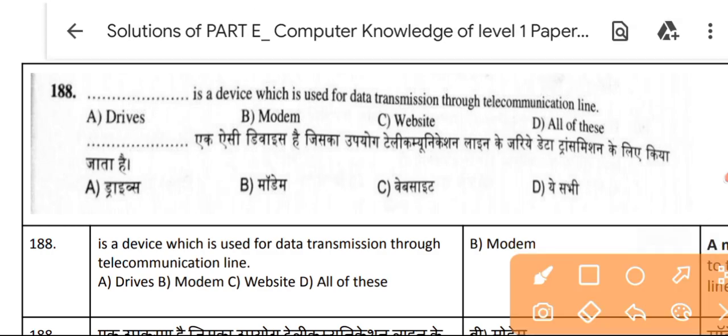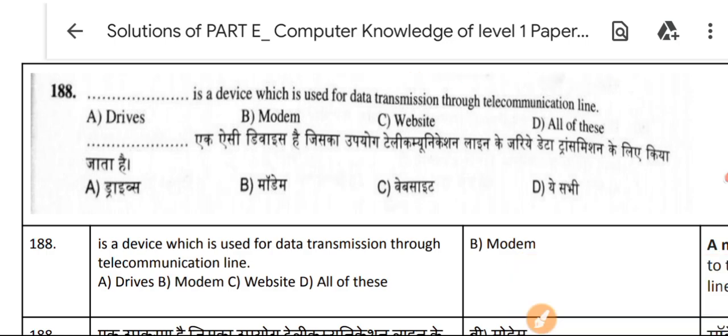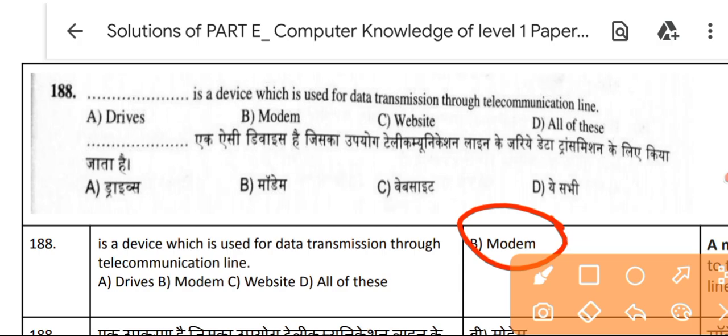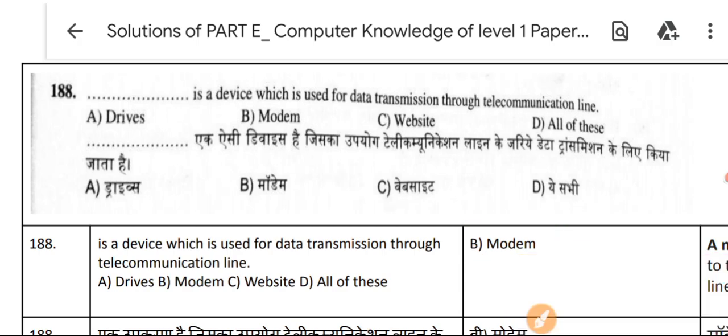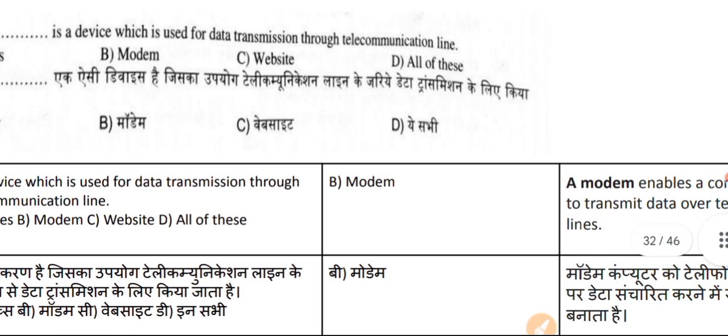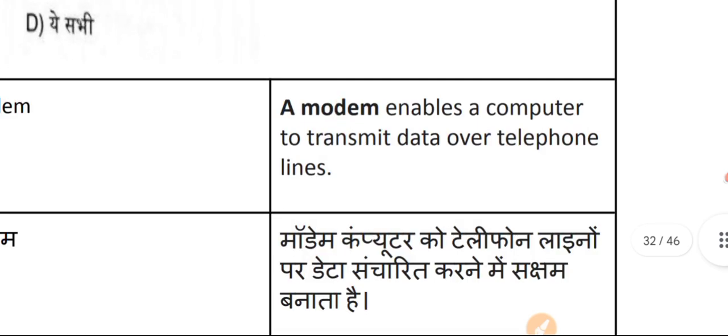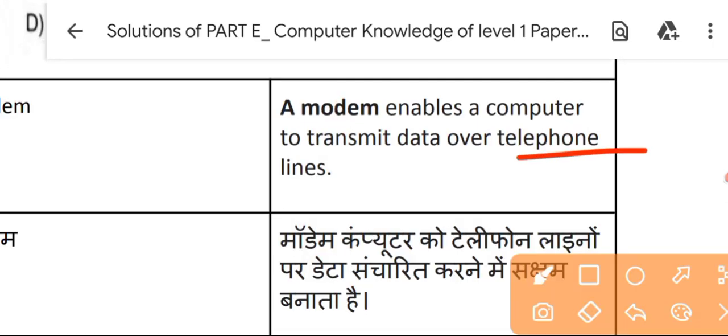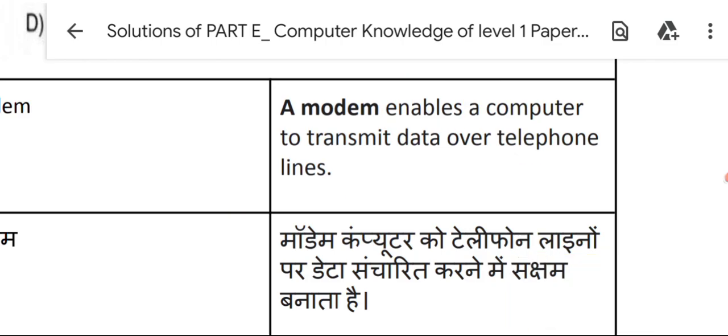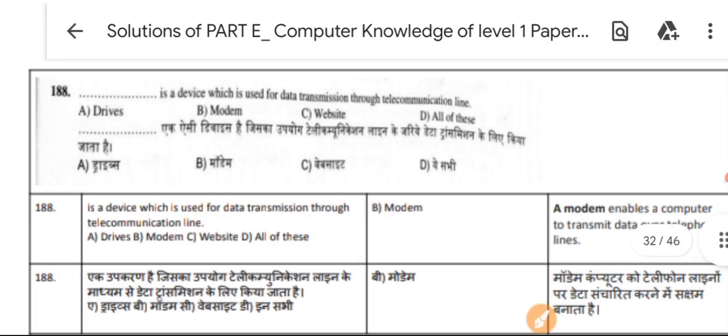Okay, something is a device which is used for data transmission through telecommunication. That answer will be a modem. This question is also given: what is not a term of electronics information technology? A modem enables a computer to transmit data over a telephone line.